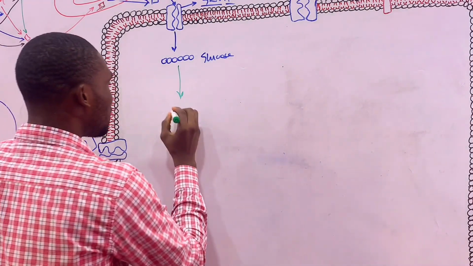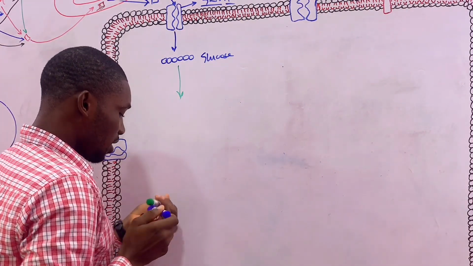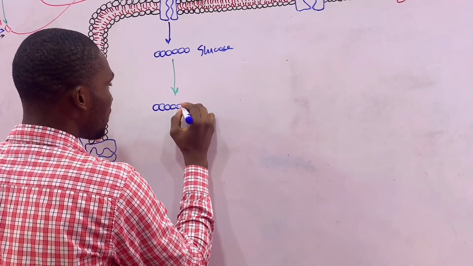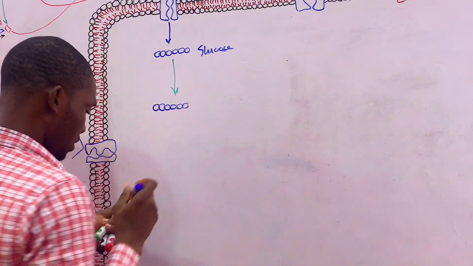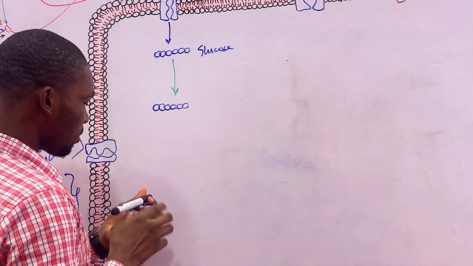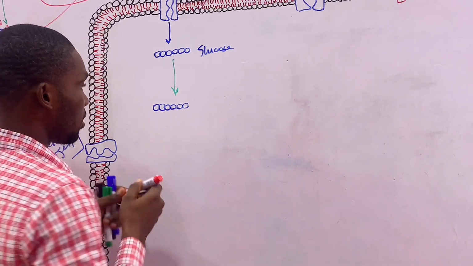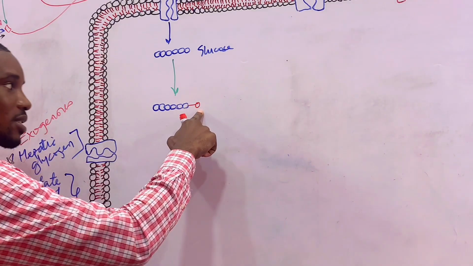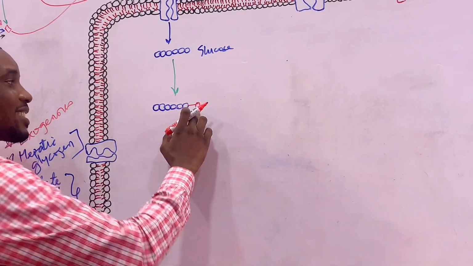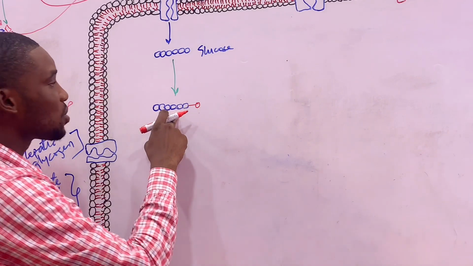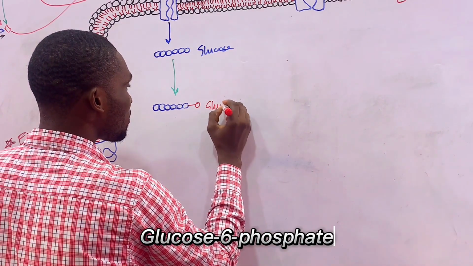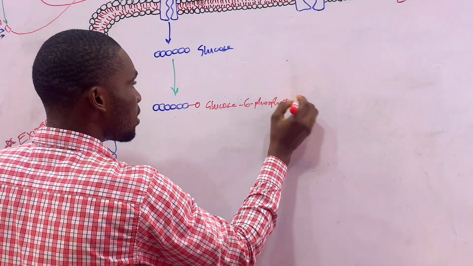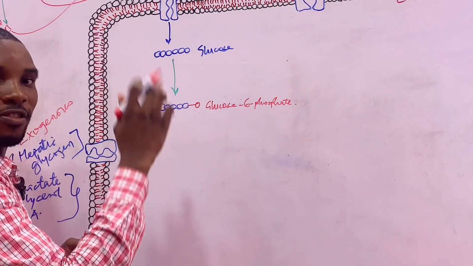I'll tell you. First of all, just know that glucose is converted to something. This is phosphate. So a phosphate is added to the glucose to make it glucose 6 phosphate. So this is our glucose 6 phosphate that's been formed.